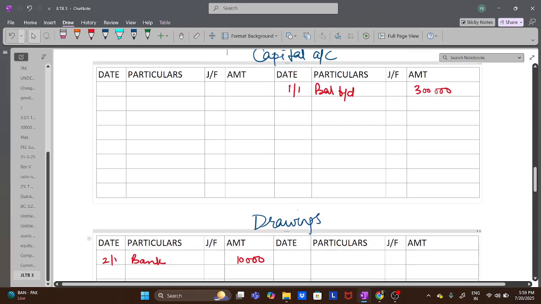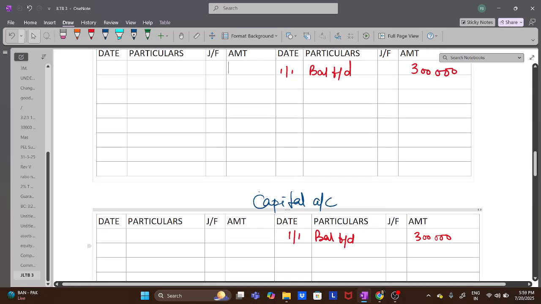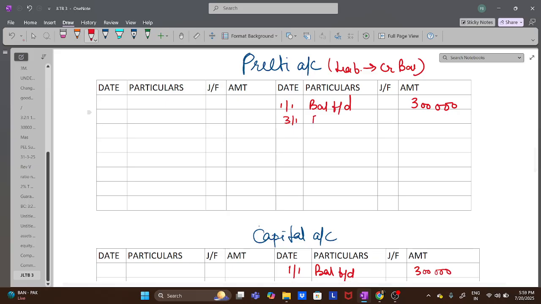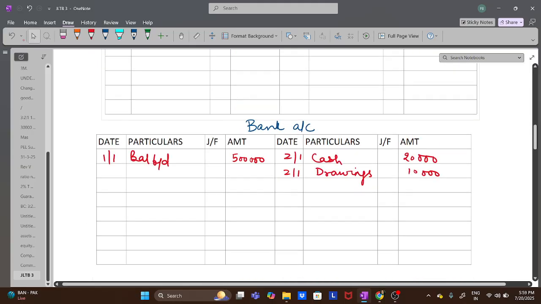Then I move to Preeti. I already have Preeti's ledger where I have a balance brought down. So Preeti is getting credited. Reason is purchases. Amount is 1 lakh. Let me come to the next ledger now.